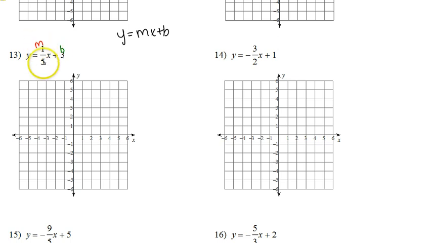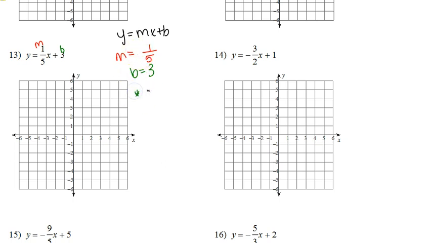My m in this case is 1 over 5. So I'm going to put here, keep the color coordination, m is equal to 1 over 5. And my b is over here a positive 3, so b equals 3. Now I can graph a line given these two things. I'm going to start at b. I'm going to start at the y-intercept and plot that point.